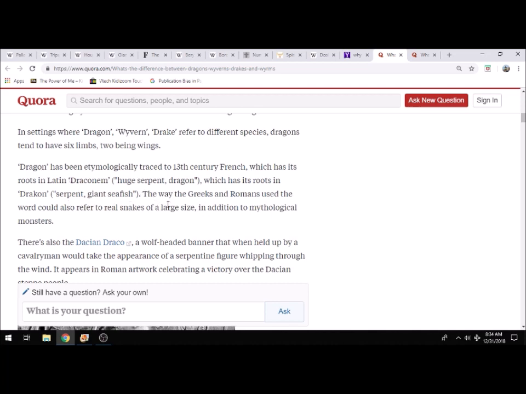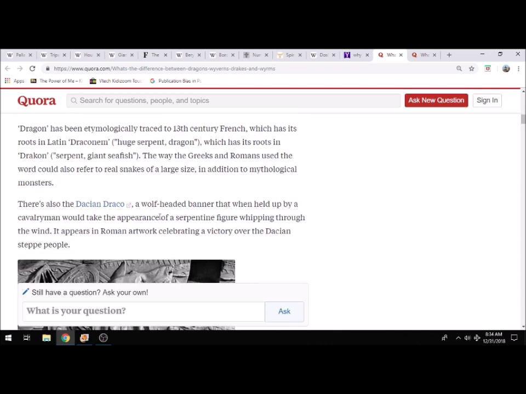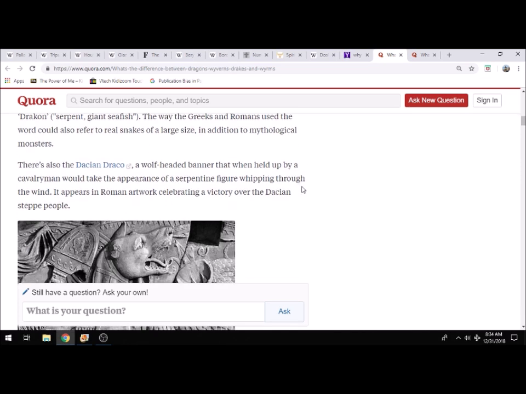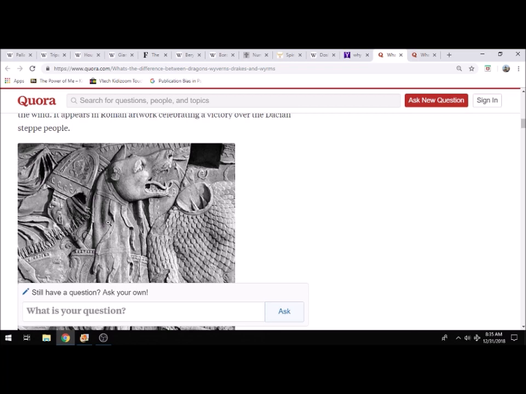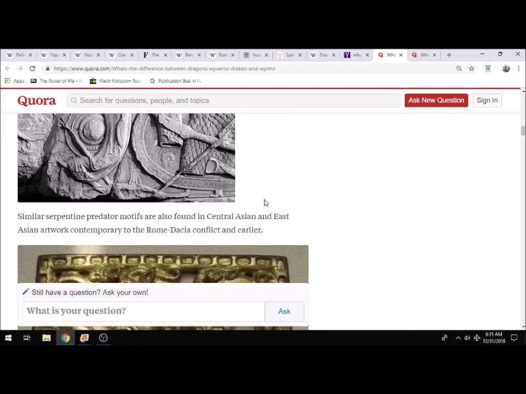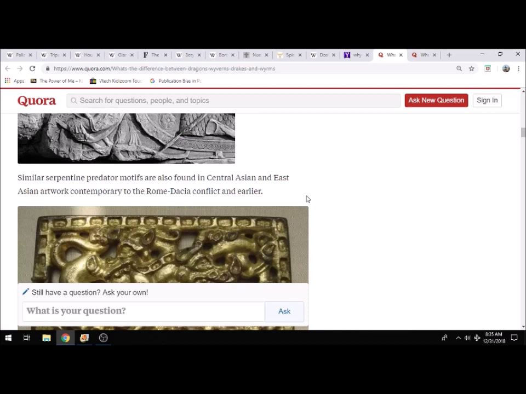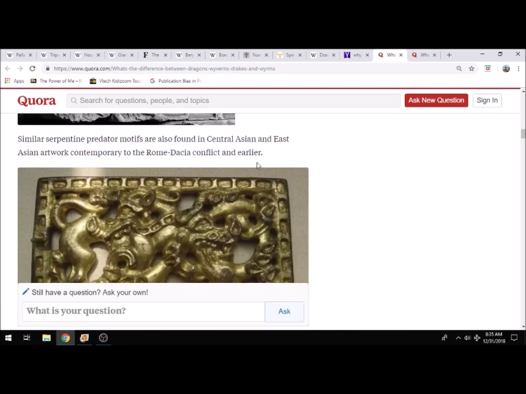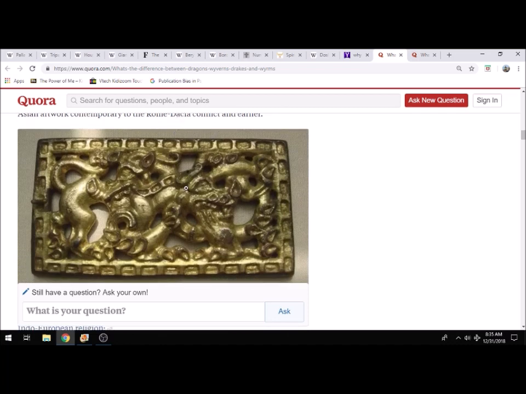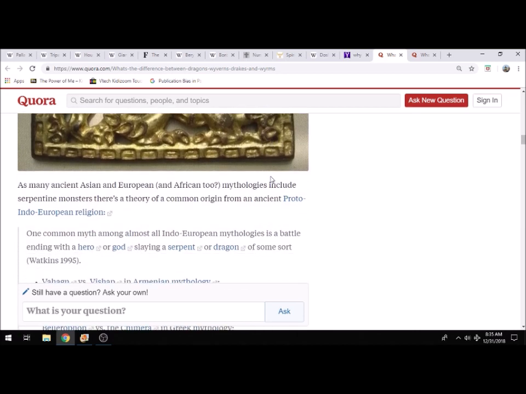Interesting. The way the Greeks and Romans used the word, it could also refer to real snakes of a large size, in addition to mythological monsters. There's also the Dacian Draco, a wolf-headed banner that was held up by cavalrymen that would take the appearance of a serpentine figure whipping through the wind. And there, that thing is. And similar serpentine predator motifs are also found in Central Asian and East Asian artwork contemporary to the Rome Dacia conflict and earlier. I have to find out about this Rome Dacia thing. So got some dragon action in there, I guess, as many ancient Asian, European, and African mythologies. So apparently there's dragon mythology in Africa.